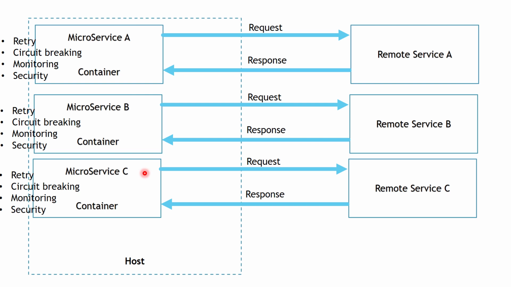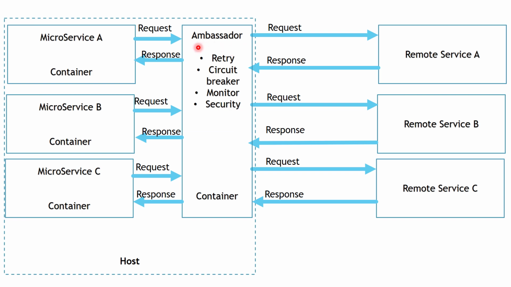And this is the challenge that the ambassador pattern is trying to solve. By pulling out all of these common features from the different microservices we have in our system and putting them in a separate container, let's call it ambassador. Now, when microservice A wants to make a call, it's going to send the request to the ambassador container, which is going to forward it to the right destination, receive the response back, and send it through to microservice A.